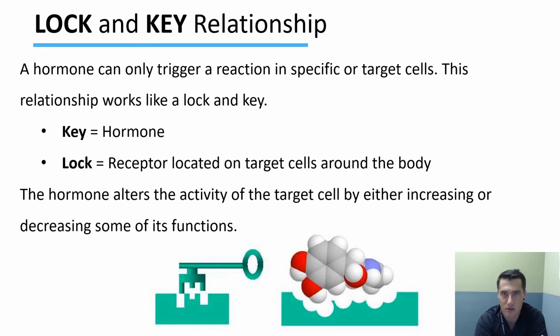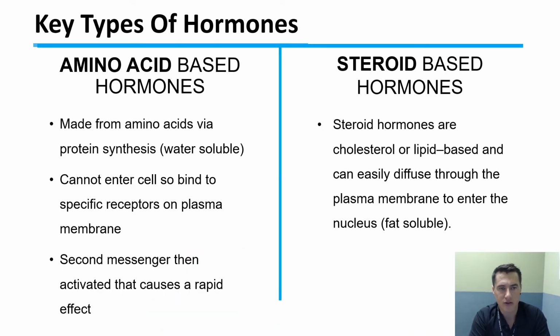If you think about a door that is locked, it's only able to be opened by the key that is designed for that lock. So a hormone alters the activity of the target cell by either increasing or decreasing some of its functions. This means that a hormone has receptors on its surface, just like the target cell will have, that connect, just like a lock and key situation. Okay, so we're going to look at two different types of hormones and how they're made.